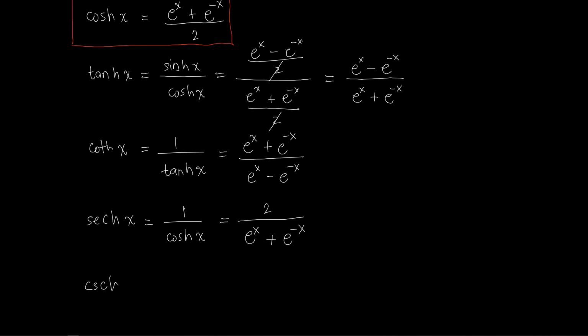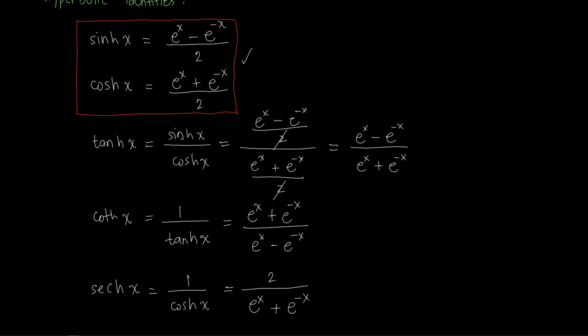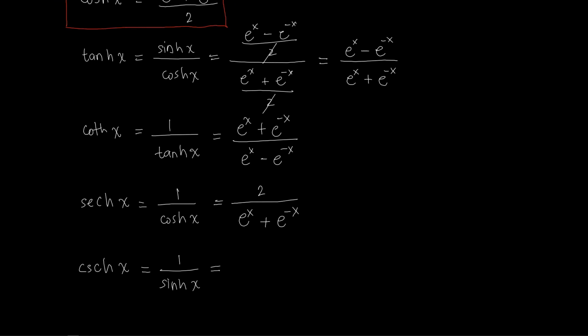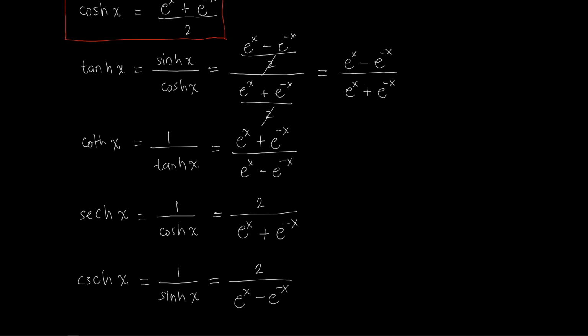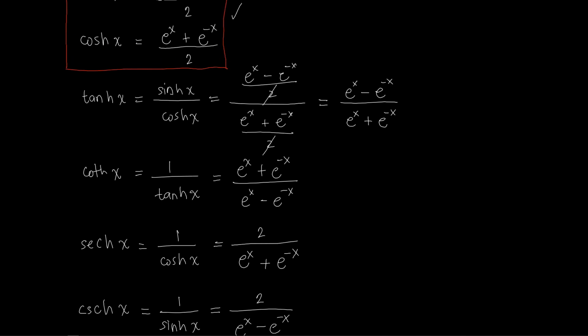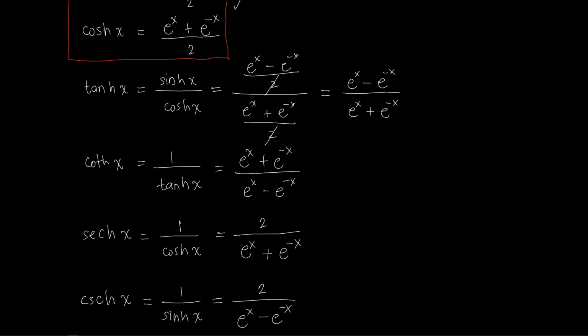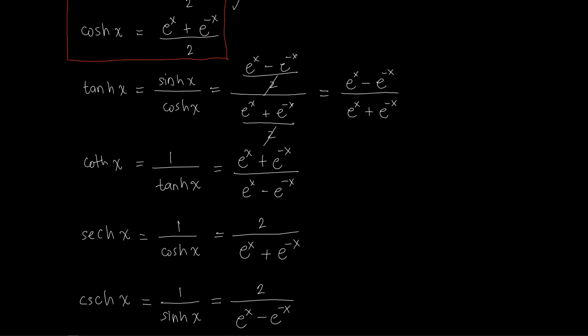Cos second hyperbolic of x. Ito may inverse ni cosecant: 1 over sine, so 1 over sine hyperbolic of x. Meaning, baliktaron lang mo itong sine. So, 2 over e to the power of x minus e to the power of negative x. And that concludes the identity for hyperbolic functions.